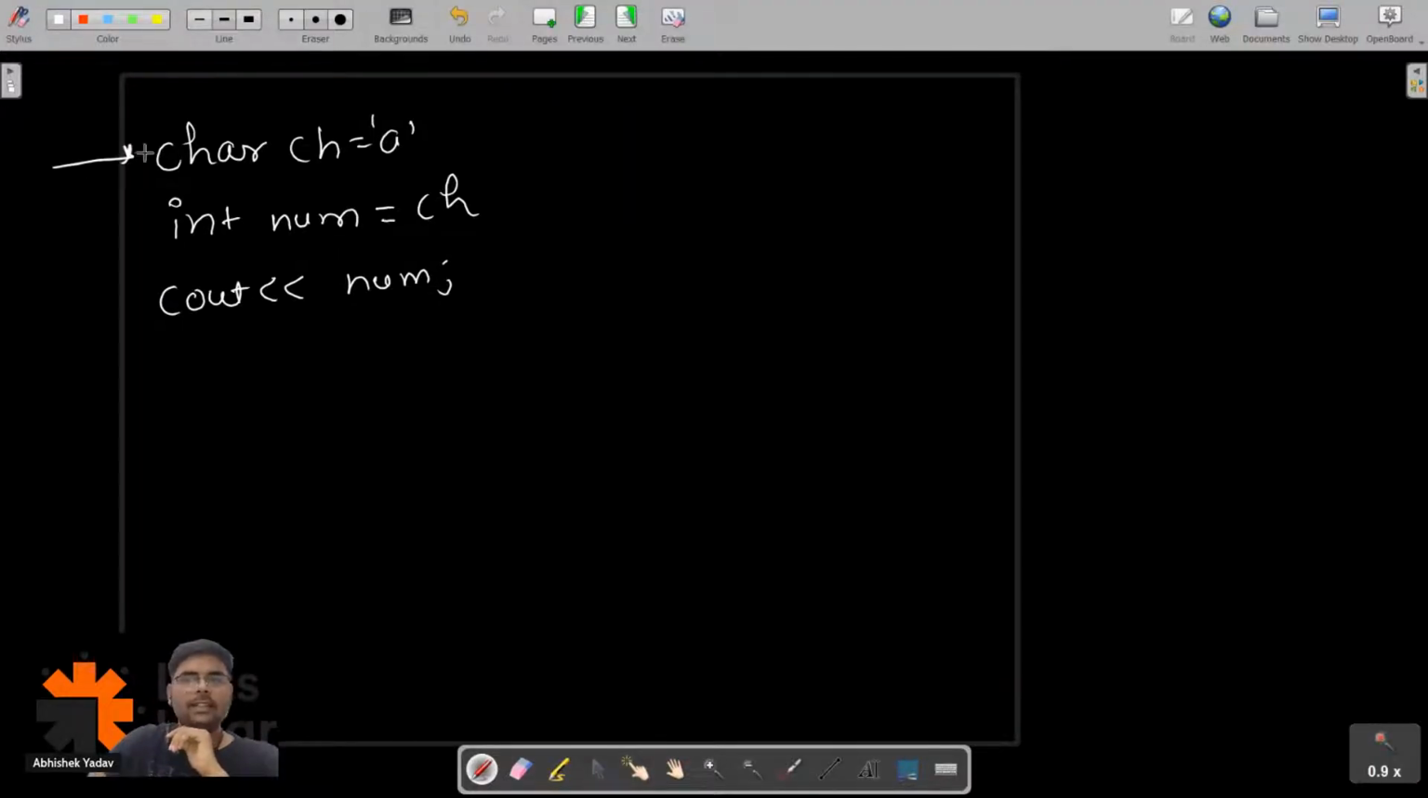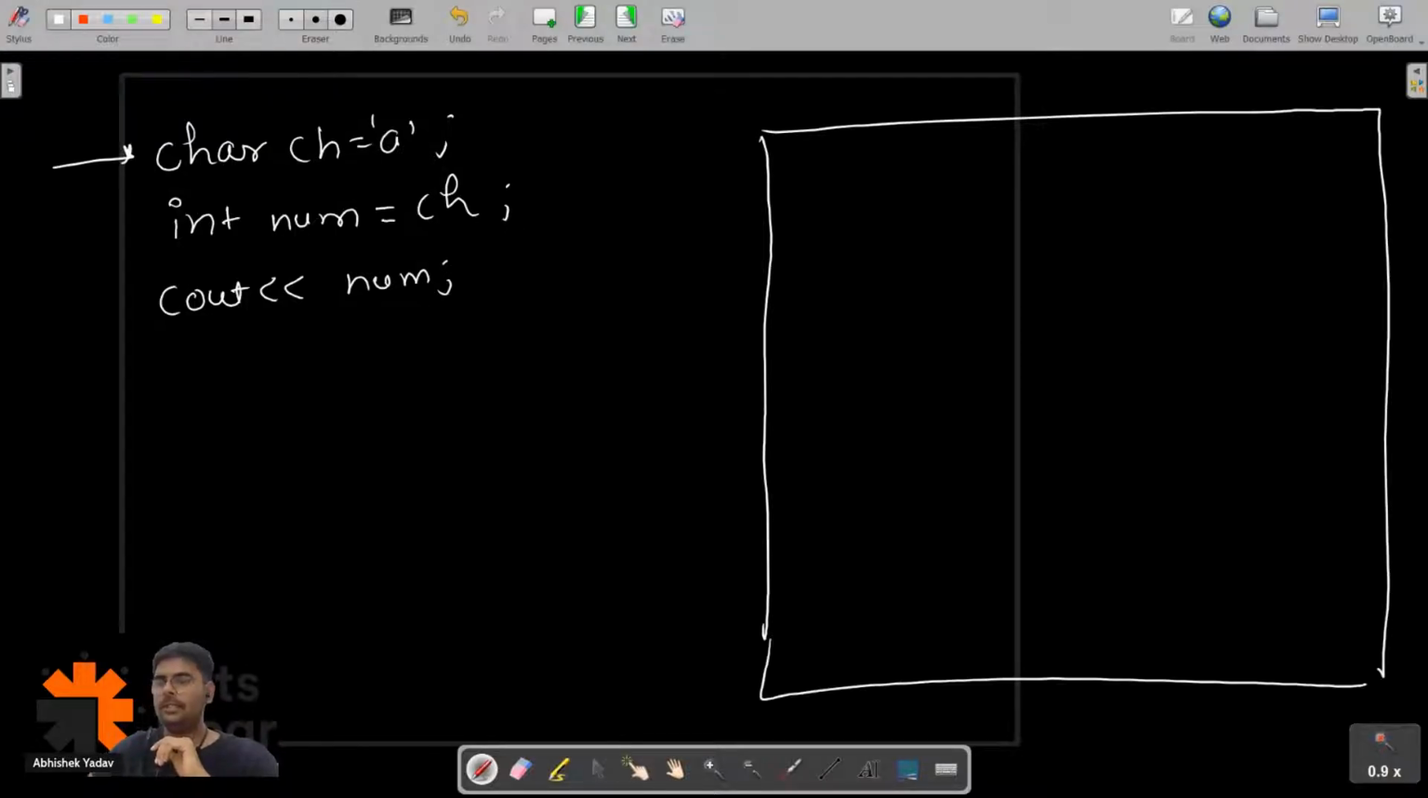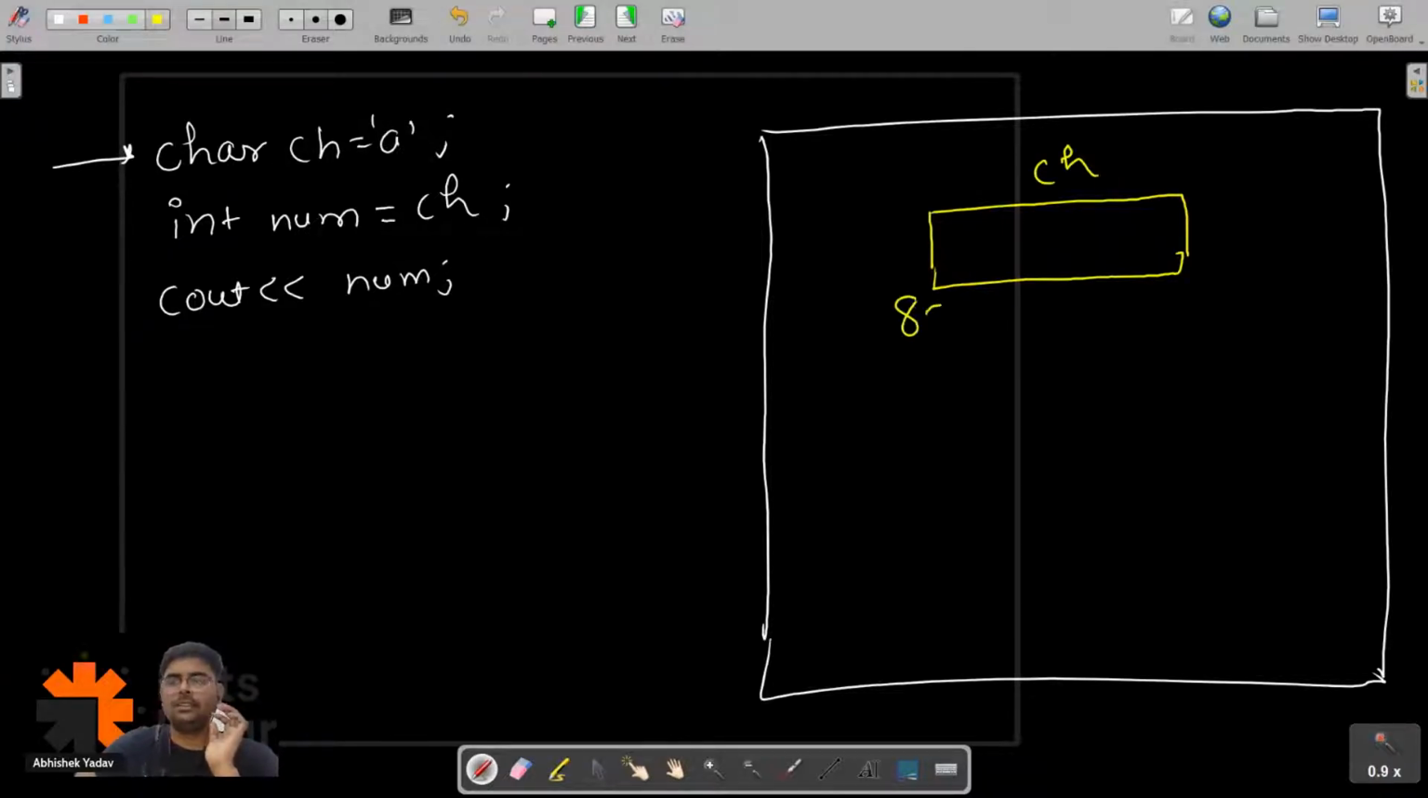This line will get executed, right? That is, char ch is equal to 'a' will get executed, and what will happen? Let's assume this is my computer memory. In this computer memory, for a character, 1 byte will get allocated. Let's assume this is the 1 byte that is getting allocated for the character ch. Let's assume the starting address is 800, this is 801.